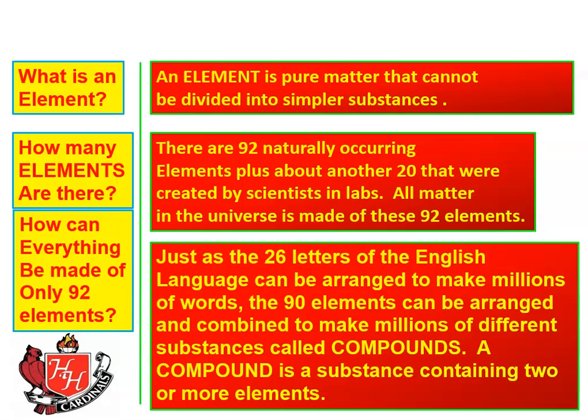Now, how can everything be made up of only 92 elements? Because in the classroom by itself, there's probably 10,000 different substances in the classroom. Well, just as 26 letters of the English language can be arranged to make millions of words, 92 elements can be arranged and combined to make millions of different substances called compounds. A compound is a substance containing two or more elements.